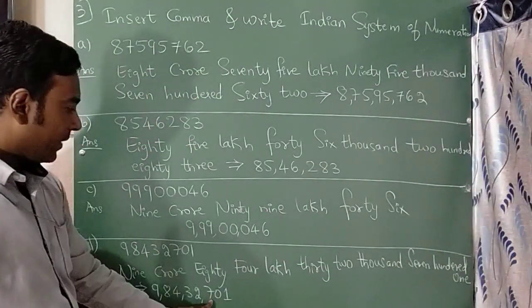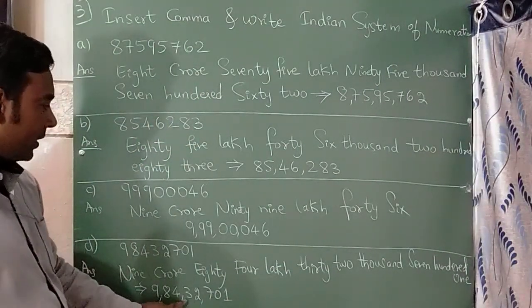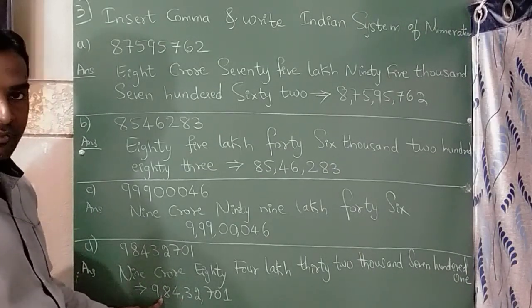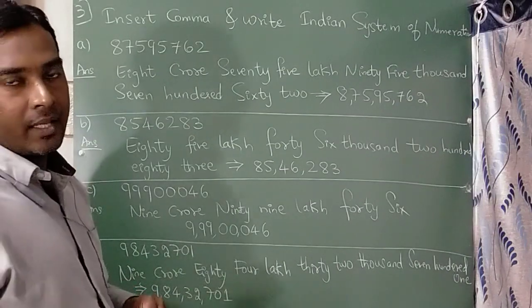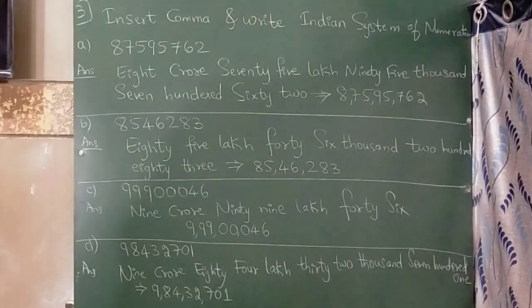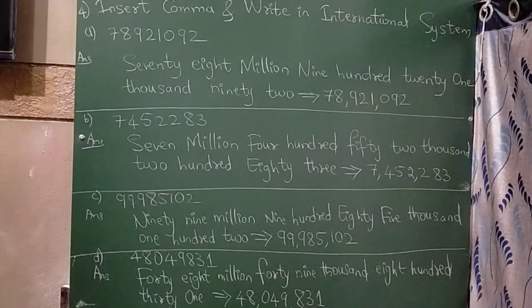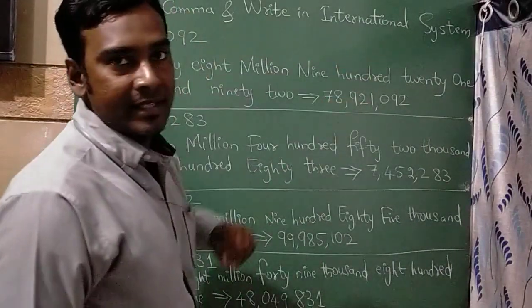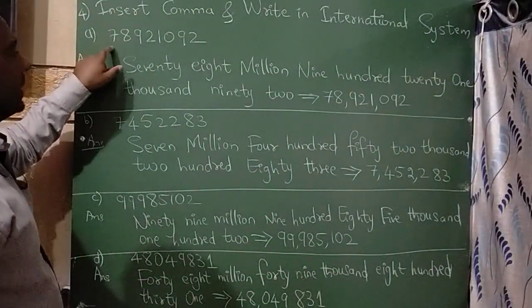32,701. So this is 701. Here I have put the comma. Here, after 32,000, I have put the comma, and here. Fine. So let's move on to the next question. Now the fourth question is: insert commas and write in the international system. Okay. So here is the number.